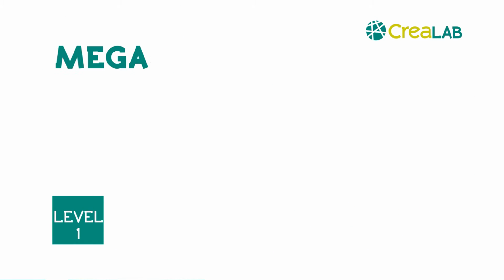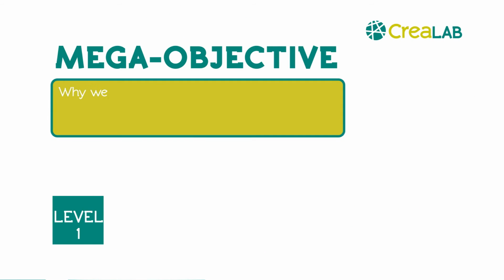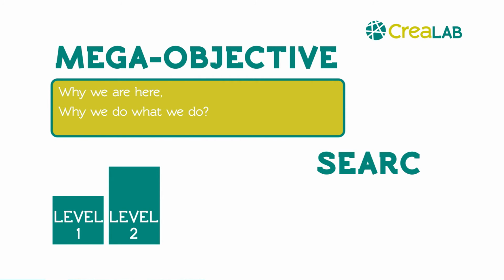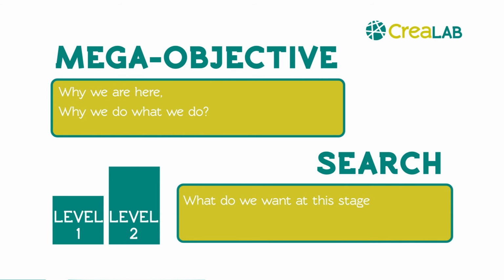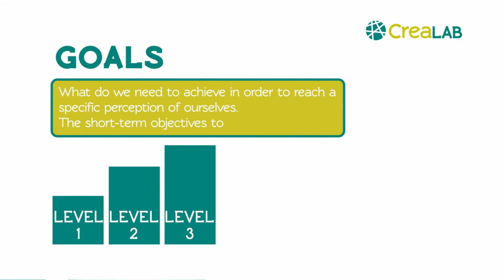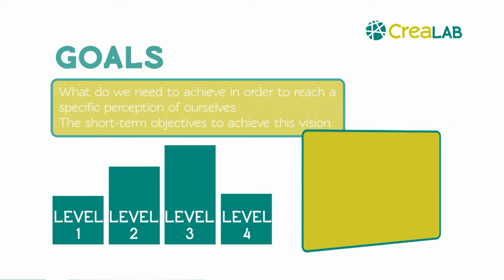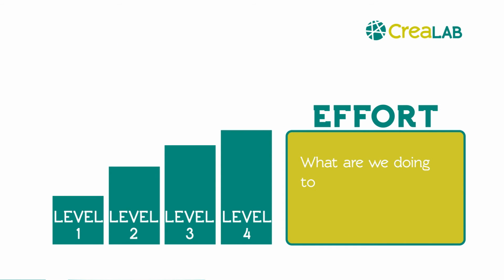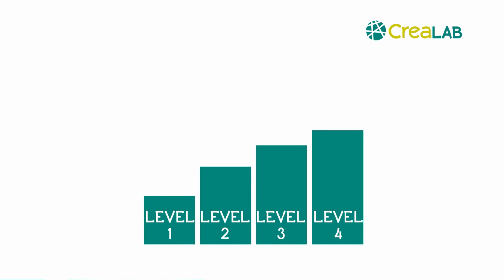Level 1. The mega objective. Why we are here. Why we do what we do. Level 2. What do we want at this stage of our lives? Success or inspiration? Level 3. What do we need to achieve in order to reach a specific perception of ourselves, the short-term objectives to achieve this vision? Level 4. What are we doing to gradually achieve our goals? The most important thing for us in this respect is to know at what level each actor is participating.